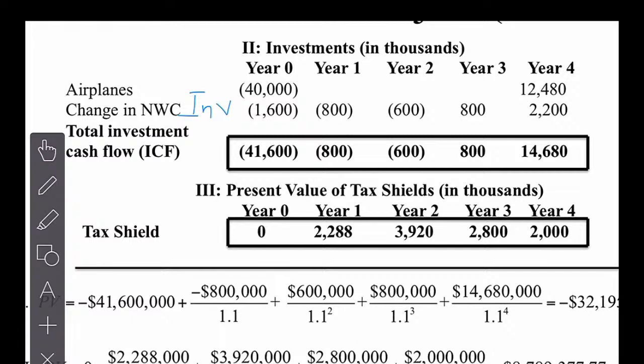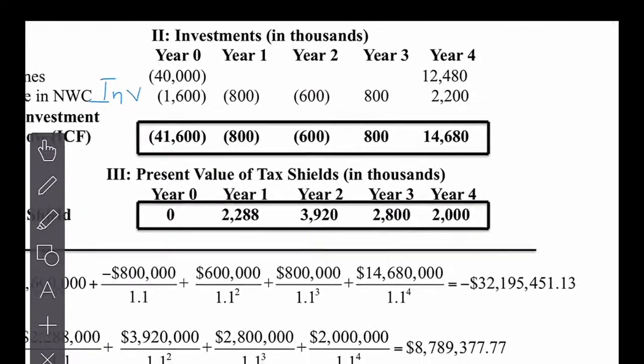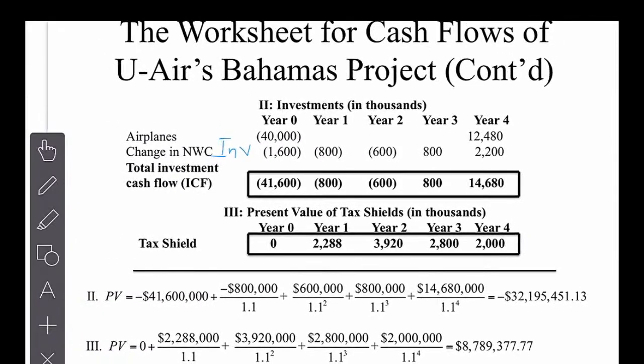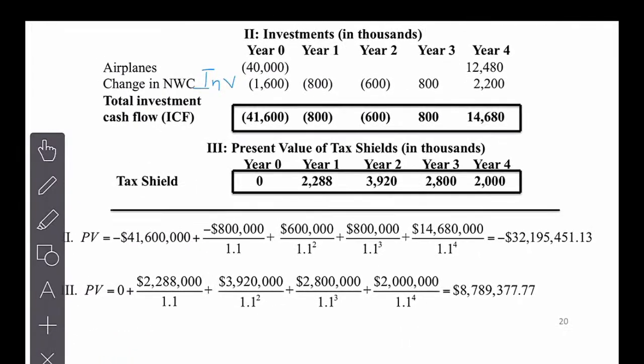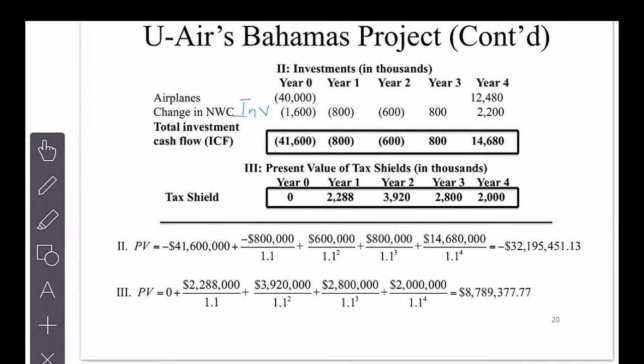And finally, the tax shield. This is the last column of the depreciation table. I put them in here, and they also have to be discounted. So I can discount them separately, or I could put them together. This is the present value of part 2, this one. And this is the present value of part 3, the tax shield.